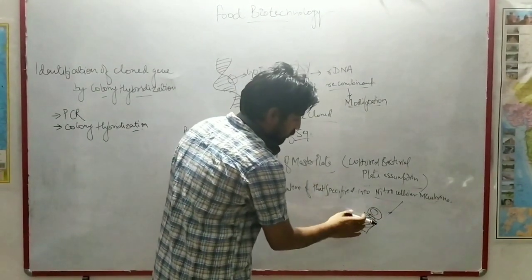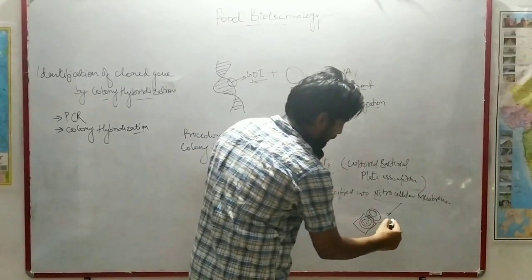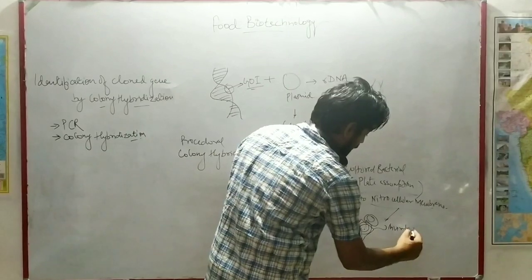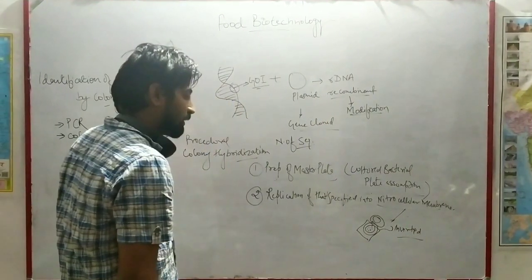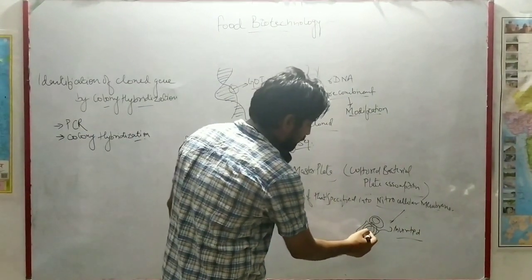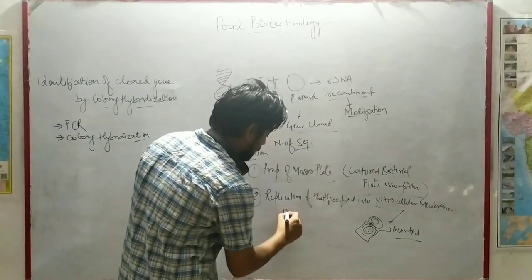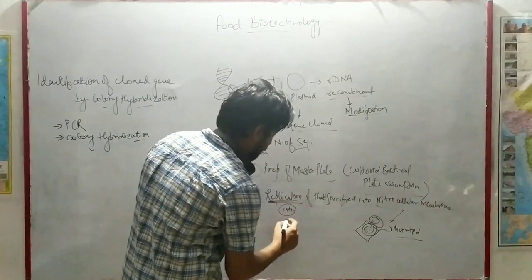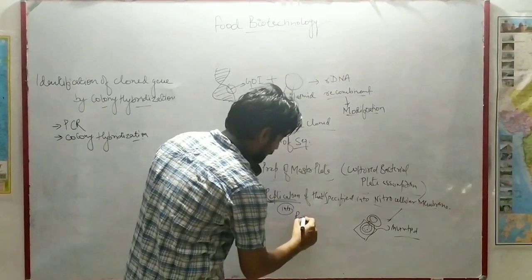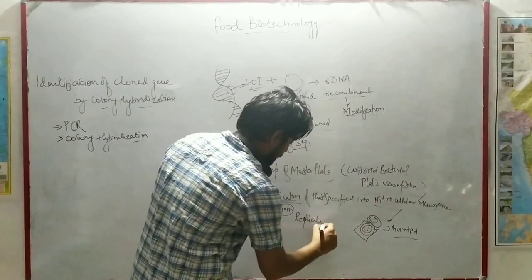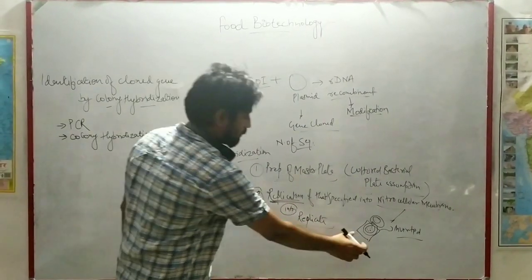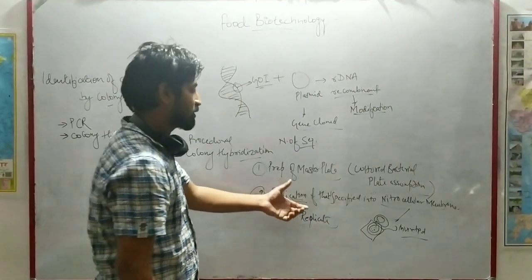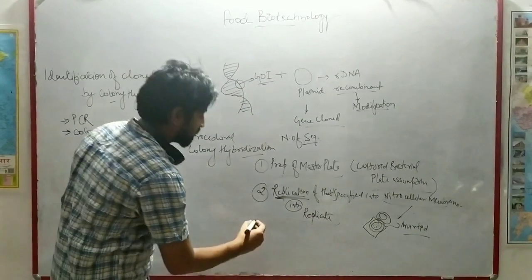When you invert this plate, what happens? This is inverted. After inversion, these bacteria will be transferred onto the membrane. So this is your replicate plate, a copy of that plate. This nitrocellulose membrane is your replicated plate, which contains the specific bacteria that were in your master plate. Then there is step number 3.